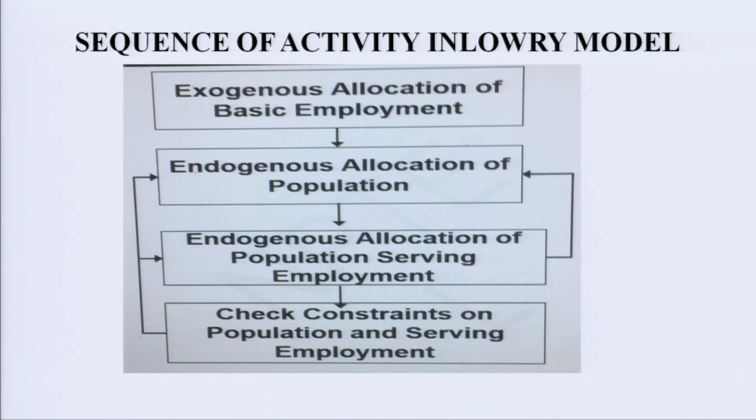We have already discussed this. Now come to the sequence of activities in the Lowry model. You can see here exogenous allocation of the basic employment, followed by endogenous allocation of the population, and then endogenous allocation of population serving employment. Now check the constraints on the population and the serving employment. If not satisfied, it will go again to endogenous allocation of the population or endogenous allocation of the population serving employment. So, this is the sequence of activities in the Lowry model.